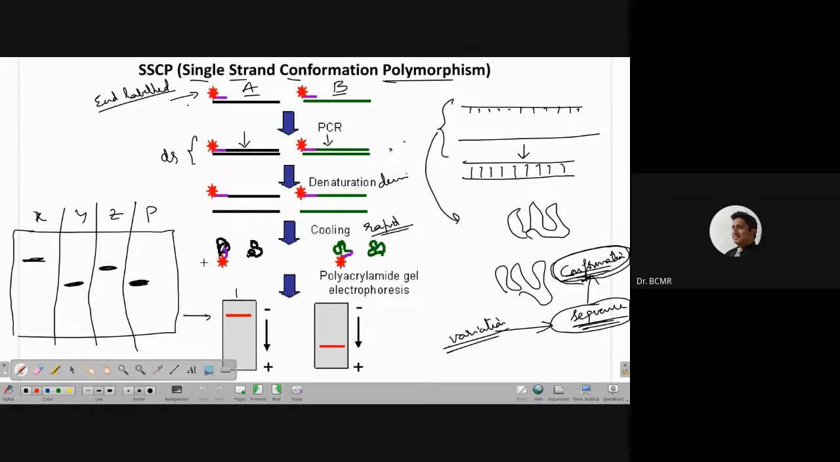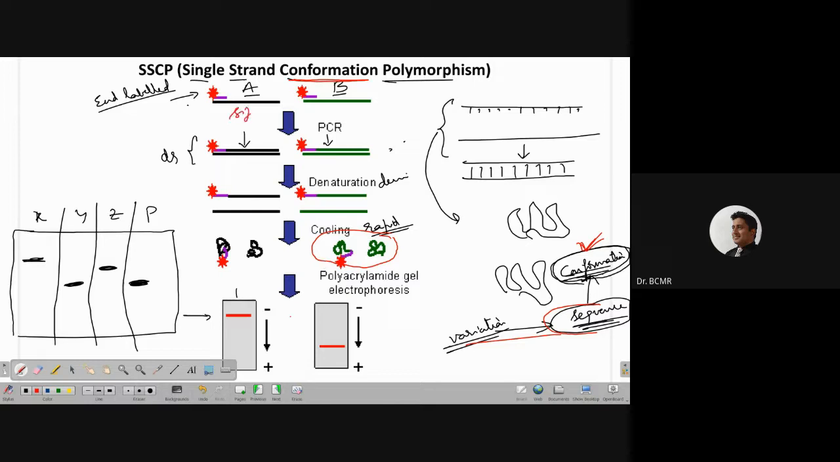So the same thing applies here. Here we are trying to analyze based on conformation. We have rapidly cooled them to make intramolecular base pairing, and based on their sequence, they would have attained a conformation. And if there is a variation in the sequence, then the conformation would be different. If there is a difference in conformation, then their mobility will be different.